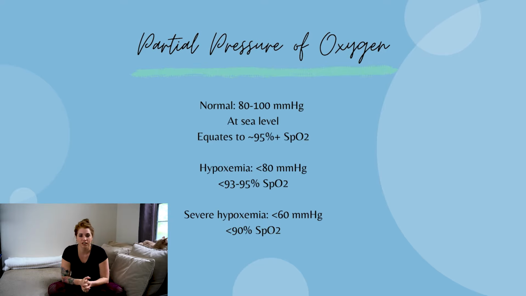Hypoxemia is generally defined as a PaO2 of less than 80 millimeters of mercury or an oxygen saturation of less than 93 to 95%. Severe life-threatening hypoxemia is generally defined as a PaO2 of less than 60 millimeters of mercury or a pulse oximeter reading of less than 90%.